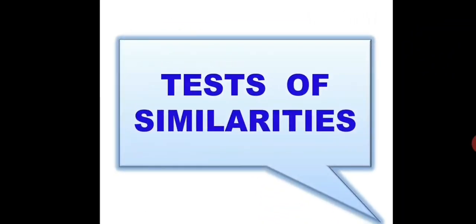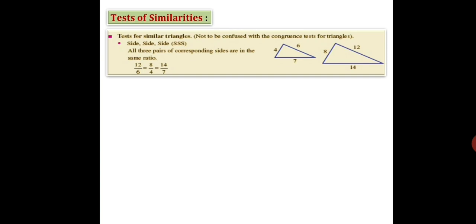Now what are the tests of similarity of triangles? We will discuss that. So friends, tests of similarity of triangles. The first test of similarity of triangles is side, side, side, that is the SSS test. All three corresponding sides are in the same ratio. Here from the figure we can write 12 upon 6 is equal to 8 upon 4 is equal to 14 upon 7. That ratio you are getting as 2 by 1, or 2 is to 1.